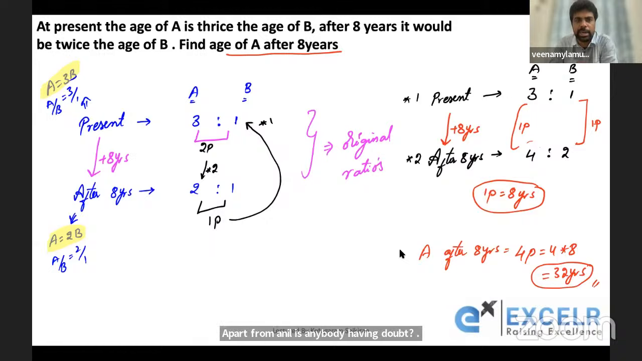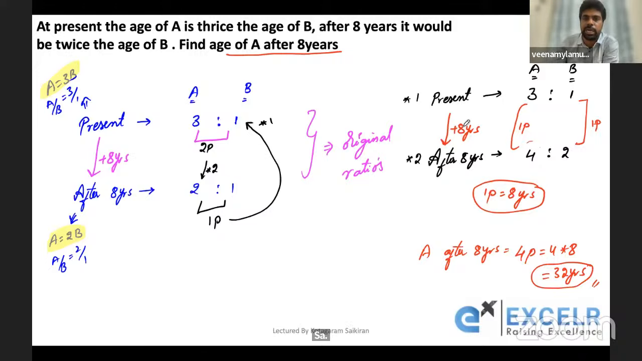See, again, I'll repeat. Here the increase is one part, here the increase is one part, and here the increase is 8 years. From case 1, we have already understood that because of the addition of these 8 years only, there is a change of one part on both sides. If the same number is added or subtracted, then the change should be the same. So because of that, I have equated these two. Is that fine, Anil?